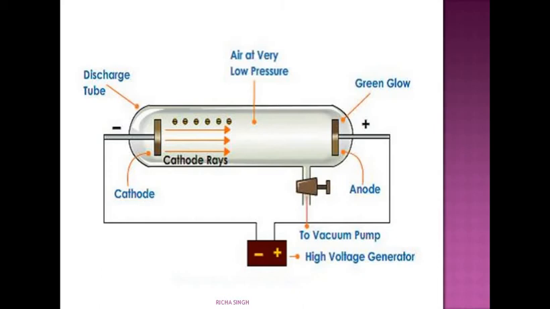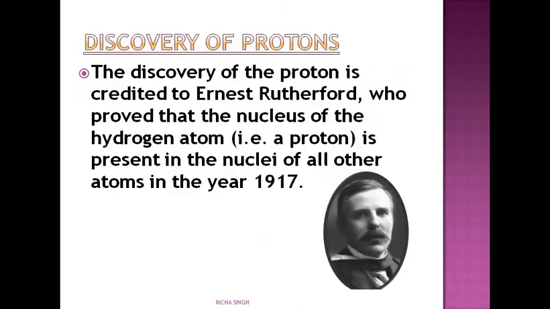Okay, this was there. Now let's continue with the discovery of the proton. Proton was discovered earlier by Goldstein, around 1886. After that, a more precise study was done by Sir Rutherford, and the discovery goes to his name. It was in the year 1970.